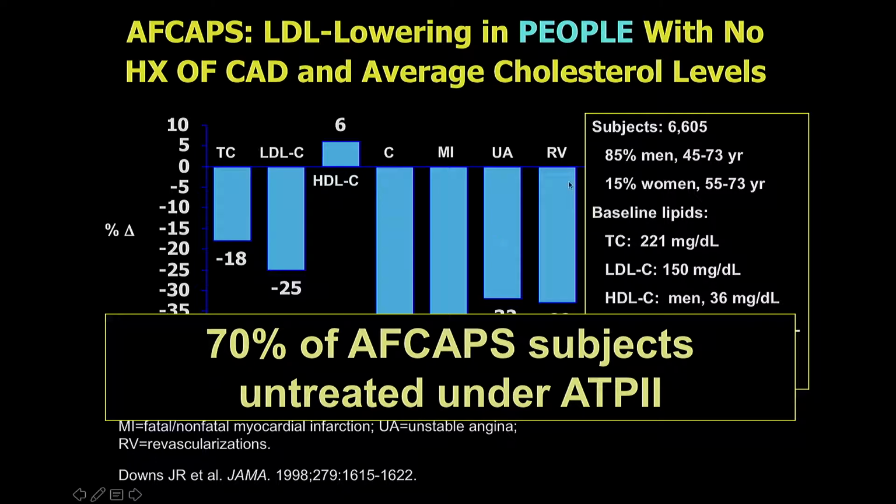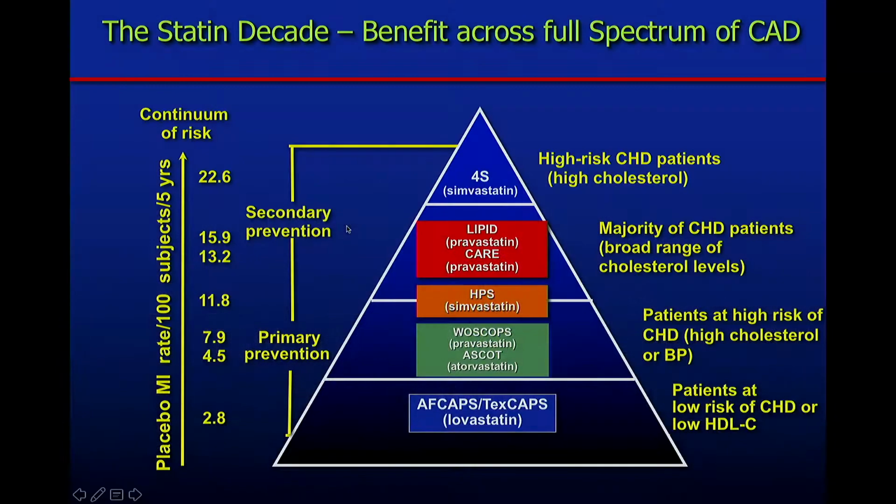Importantly, in terms of the evolution of guidelines, it's worthwhile noting that if one used the guidelines in place at that time, that most people in AFCAPS would not have been treated. And so obviously these things evolve, and it's reflected in the number needed to treat, and that's evident in the events that occurred in the placebo group in these various trials.